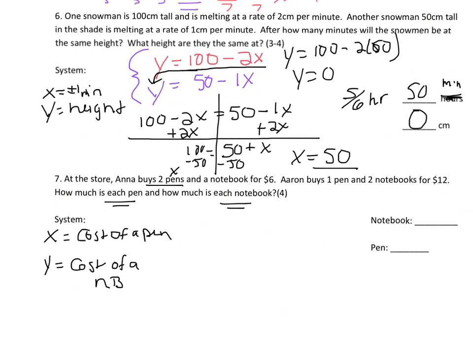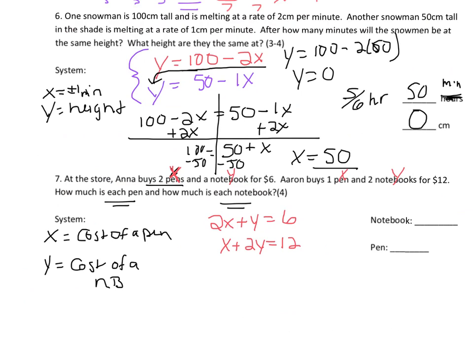I'm going to make that a different color. So my pens are x's and my notebooks are my y's. So x and y. So if we take 2 at however much they cost plus 1 at however much the notebook costs, it costs $6. So 2x plus y equals 6, and x plus 2y equals 12. And there's a few different ways that you could solve this.